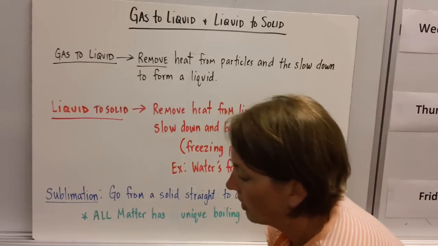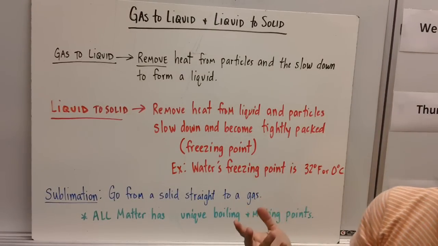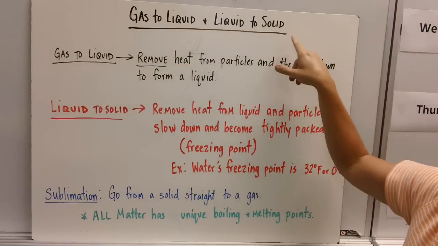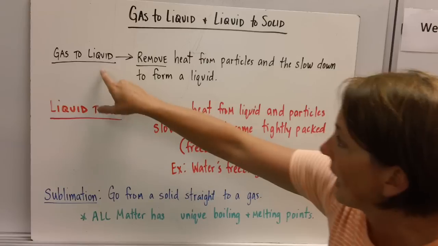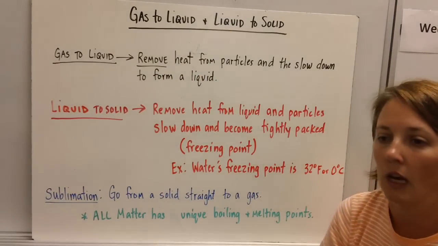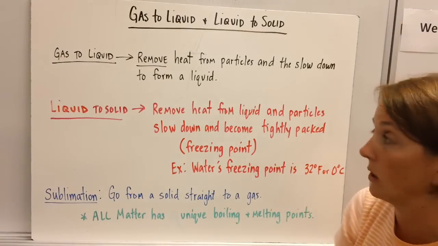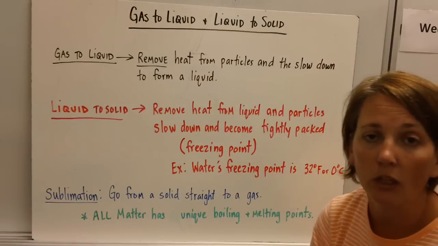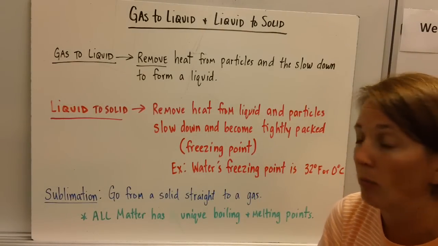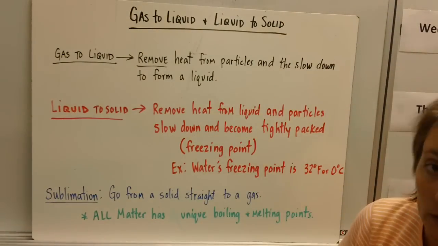What if we want to go in reverse? Now that we've created a gas, how do we go from a gas to a liquid and then back from a liquid to a solid? To go from a gas to a liquid, remove heat. So you're cooking a pot, you have a pot of water on the stove, you add the heat, the water starts to boil, those particles really start to move. When you turn the heat off, the steam is no longer being created because those particles are not moving as freely, and they start to slow down and they will reform into a liquid.